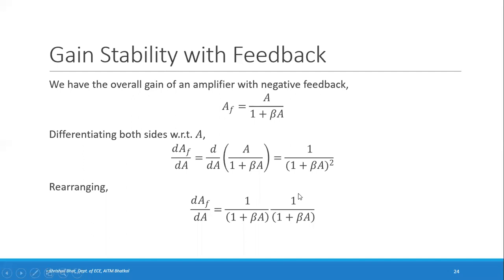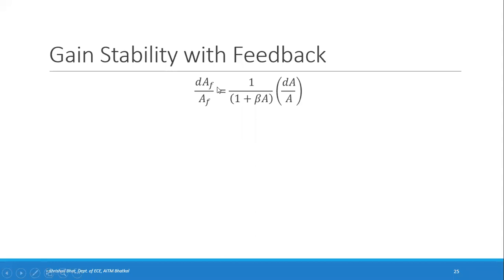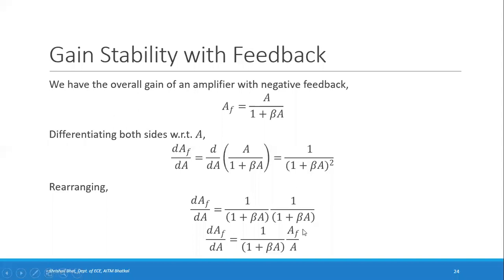From this equation, if I take this A to the LHS, what do I get? AF divided by A, right? If I take this A to the LHS, it will come to the denominator. It will be AF divided by A, that will be equal to 1 divided by 1 plus beta A. So 1 divided by 1 plus beta A will be equal to AF divided by A. In place of 1 divided by 1 plus beta A, I'll get AF divided by A.